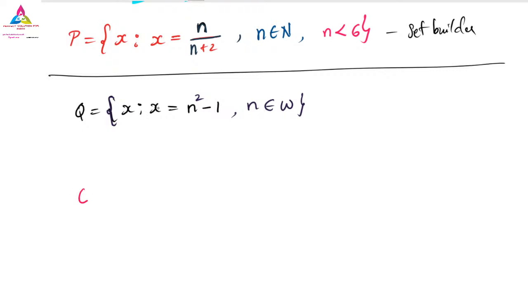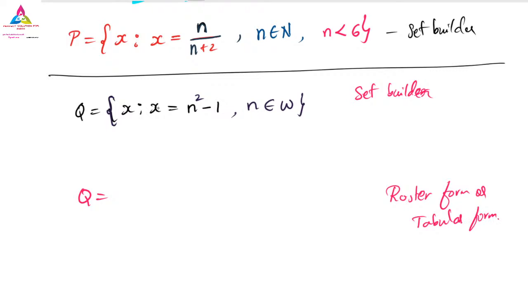So it is simple now, it is not difficult. It is in set builder form. Whenever the set builder form is given, it will be easier to find the tabular form or roster form. Roster or tabular form we will call this. It will be easier. What is the value? We can write it down quickly.